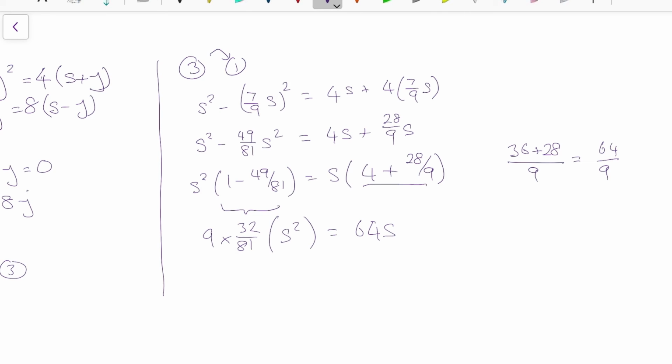64S. Now, this is where you need to be a bit careful, a bit more A-level maths than not. At this stage I can say S doesn't equal 0, which means I can cancel an S down. So now I get 9 times 32 over 81, multiplied by S, is equal to 64. Let's try and do some cancelling before we do lots of maths. 81 and 9 gives me a 9 on the bottom. 32 and 64 cancel out to be 2, which means S equals 2 times 9, which is 18.